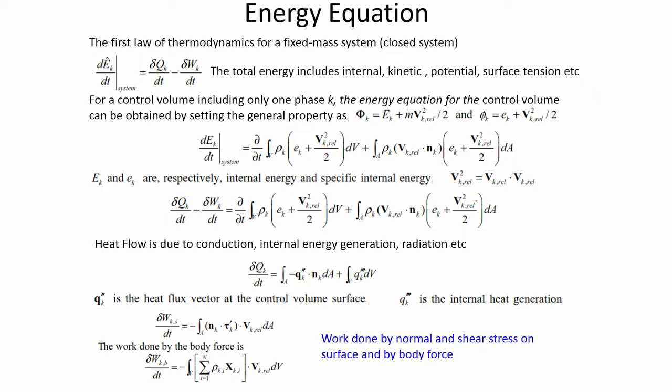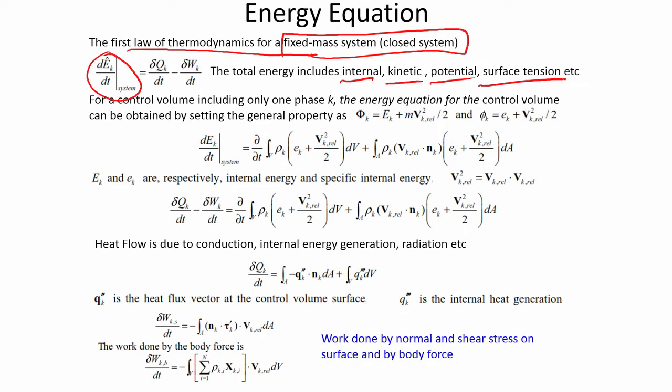Now, let us take a look at the energy equation. The energy equation is basically the first law of thermodynamics for a fixed mass system. What is the first law of thermodynamics? We did it in the first lecture. It is the rate of change of energy of the system. This energy includes the internal energy, kinetic energy, potential energy, any surface tension or other such energies. Most of the time we are concerned with internal energy. It is equal to the heat and the work transfer, which are the other two terms. This is the typical first law.